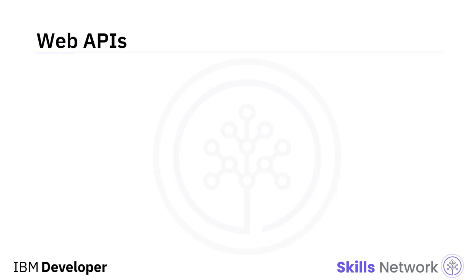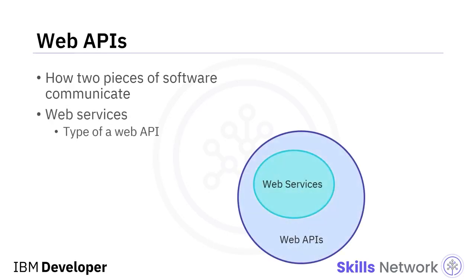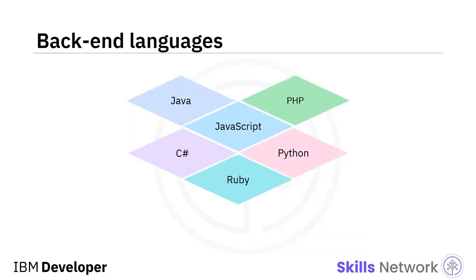APIs, which stand for Application Programming Interface, allow two pieces of software to communicate with each other. A web service is a type of web API. A web service communicates using HTTP requests. In other words, the web service is the programming interface that sends and receives requests using HTTP among web servers and the client. Back-end programming languages are the languages that developers use to make the servers function. These languages include JavaScript, PHP, Python, Ruby, Java, and C#.